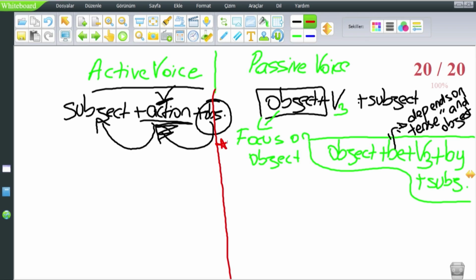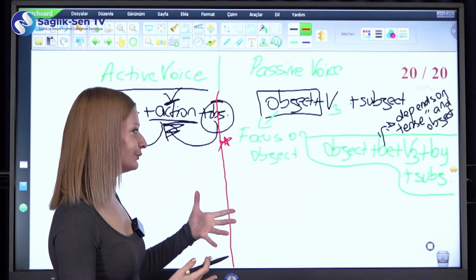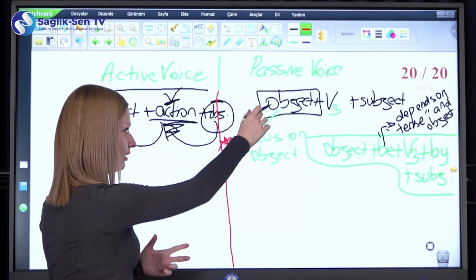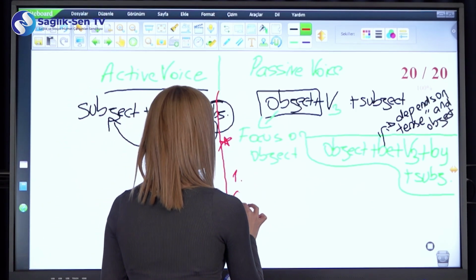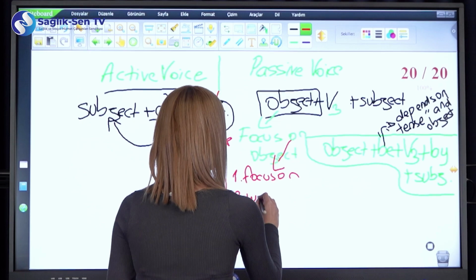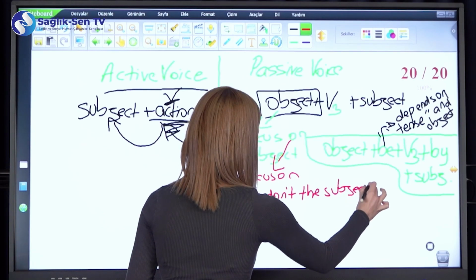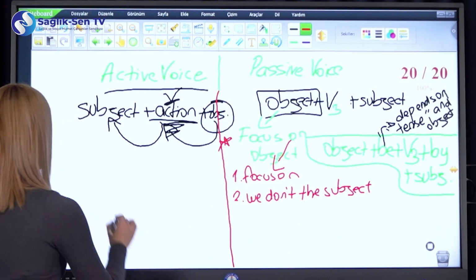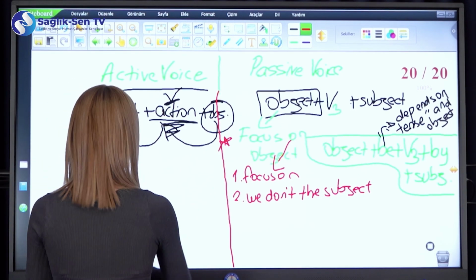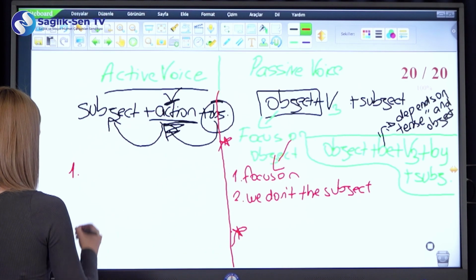The first, without forgetting, the reason why we use passive voice is we want to draw attention on the object or focus on objects, or we don't know the subject. There are two reasons. I will write an active sentence, then I will write the same sentence here with passive form.